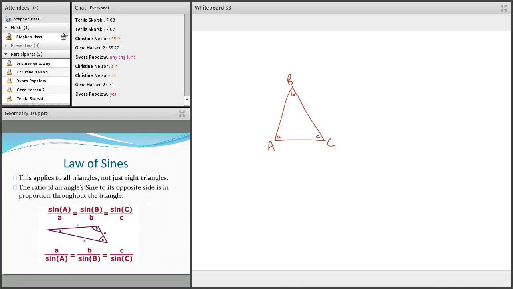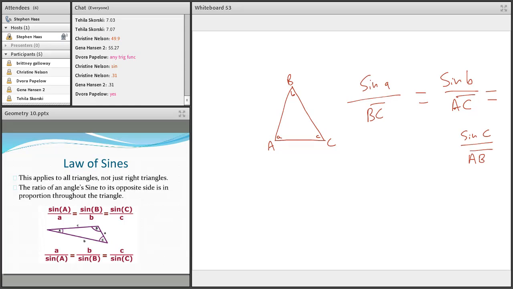So for example, the sine of A divided by side BC, which is the opposite of angle A, is the same as the sine of angle B to AC, which is the opposite side to angle B. And the same thing is true, of course, for the third side. It's also equal to sine C divided by the length of side AB.